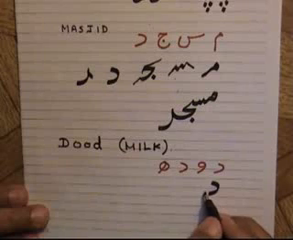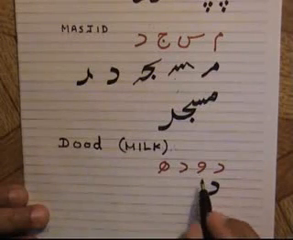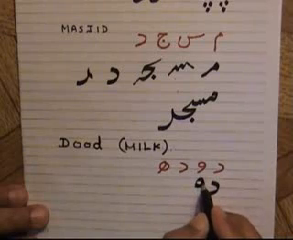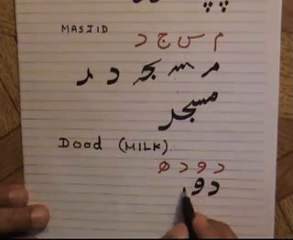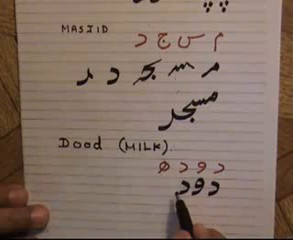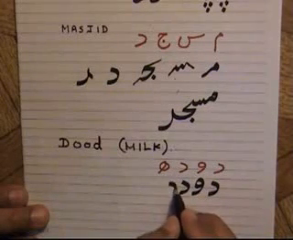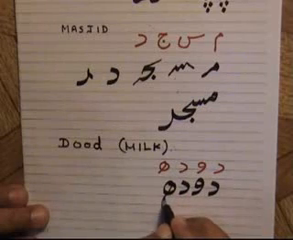Then we cannot connect it with the next letter. Vav is a non-connector and we cannot connect it to any other letter, so it will go as it is, as independent. Again dal. Here we can connect with the previous letter, but dal we cannot connect with the other letters, so here again it will come in the independent position.